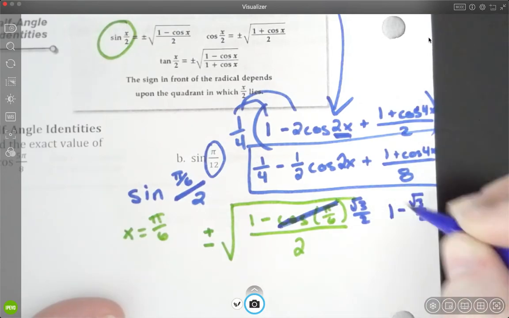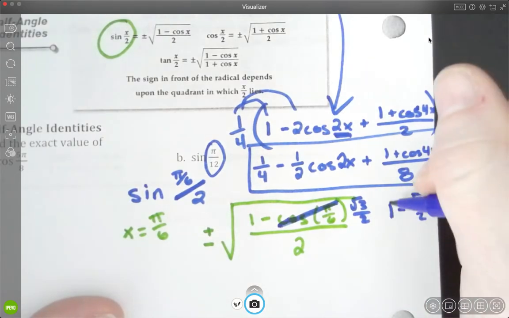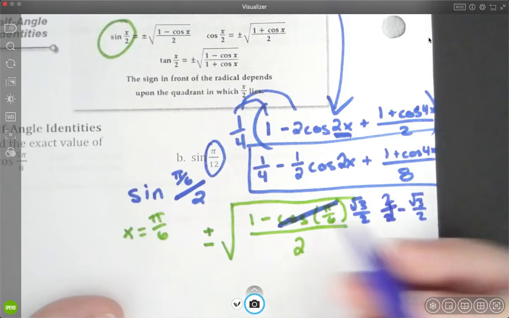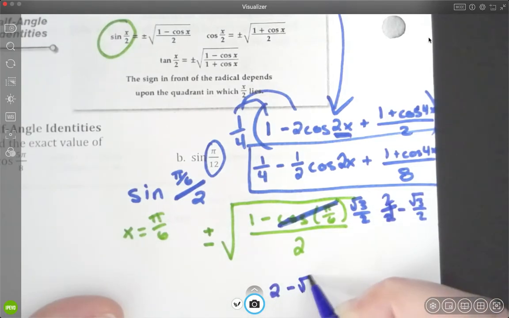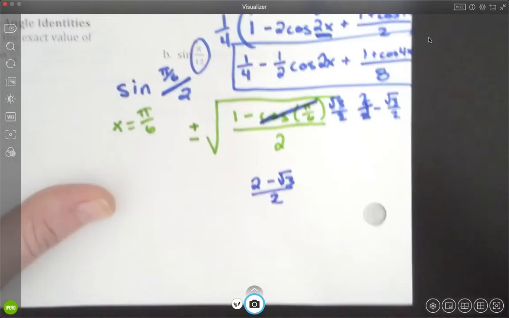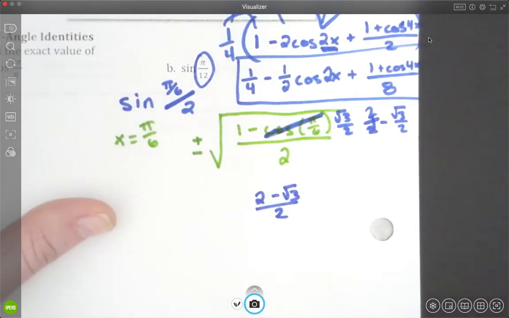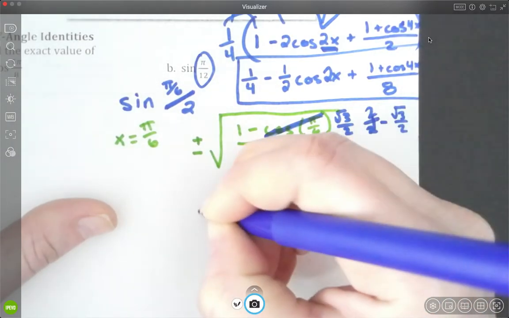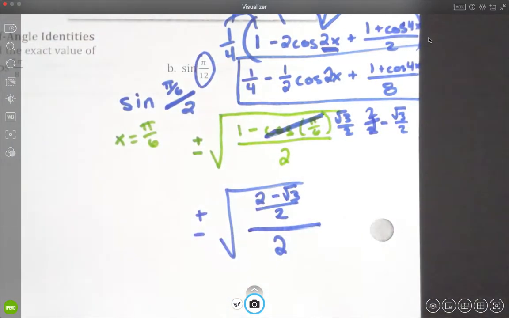But I want to find a common denominator here. So I'm going to make this 2 over 2 minus the square root of 3 over 2. So on the top, I have 2 minus the square root of 3, all over 2, if I write them under one roof. And that's all over 2, underneath of this radical. All right, now what?